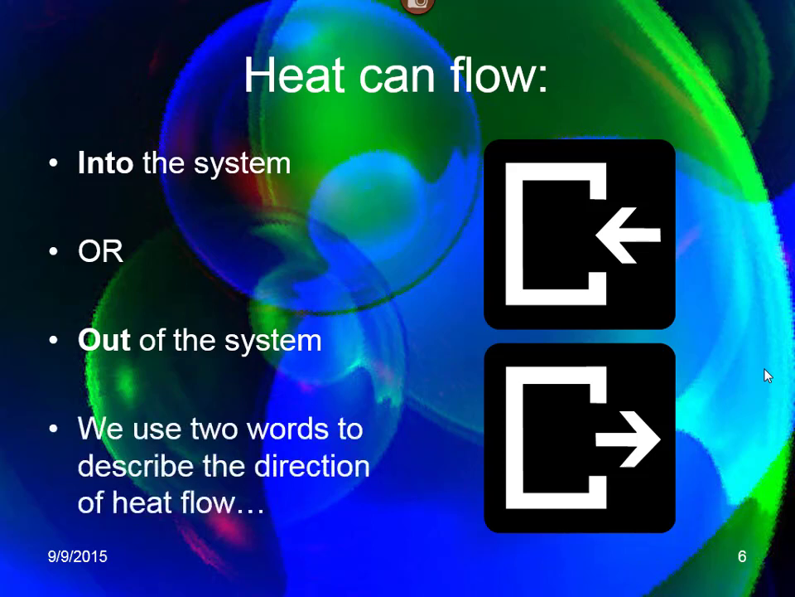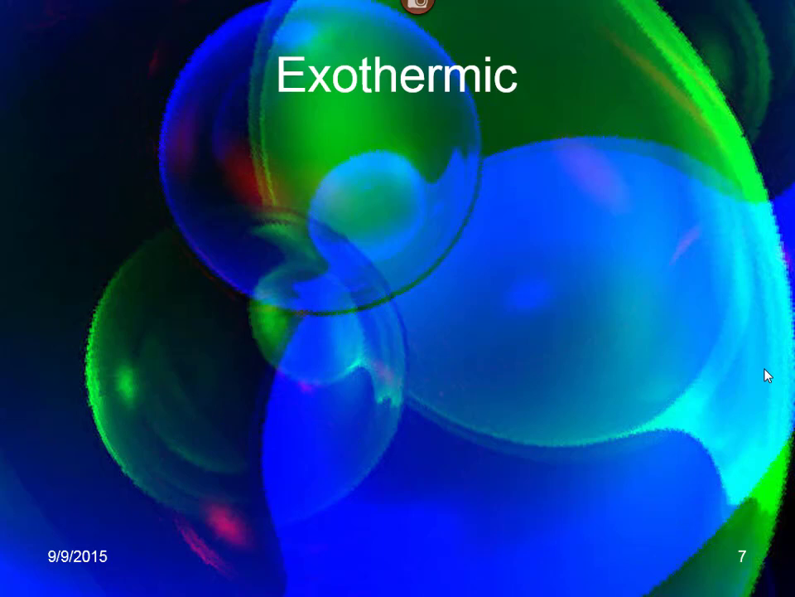We use two words to describe the direction of heat flow, whether it's flowing in or flowing out. And these are the two words that were the title of the PowerPoint. These are our two big vocab words for today. First one is exothermic. Exothermic. What do you think the first part of that word sounds like or means?